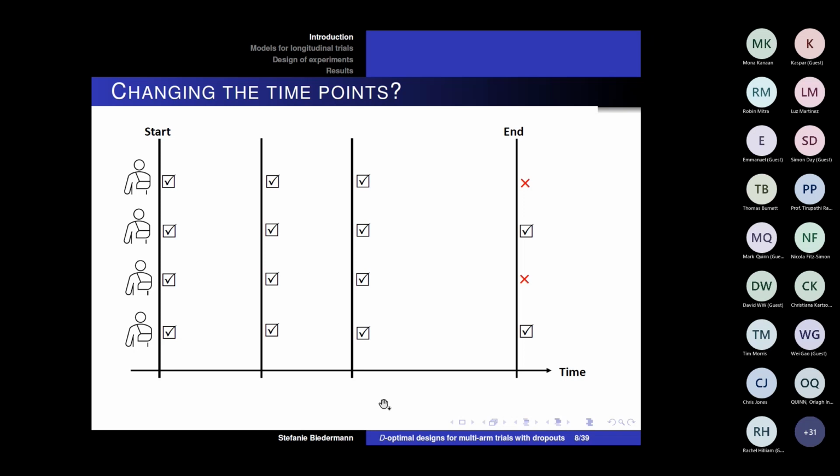But now about changing the time points in general. Okay, is that a good idea? We might consider bringing the time points slightly forward. So we still have the same dropout at the end, but maybe some patients will not have dropped out by the time we are taking some of the other measurements.